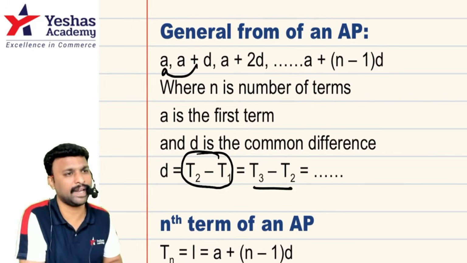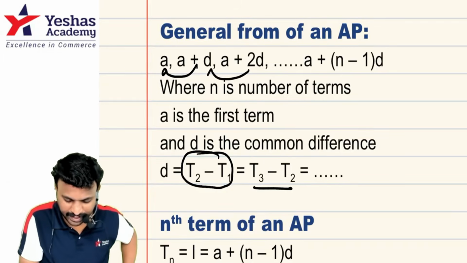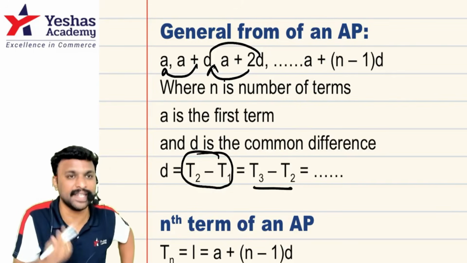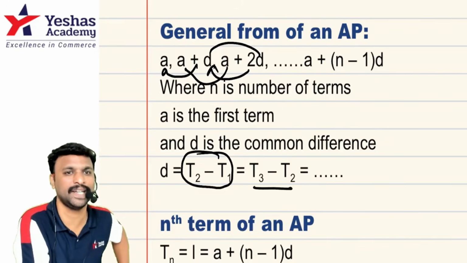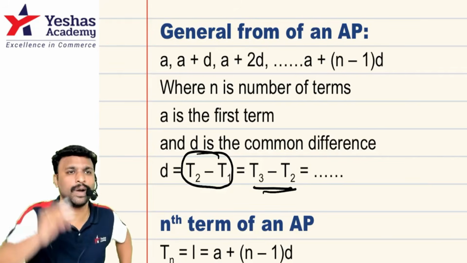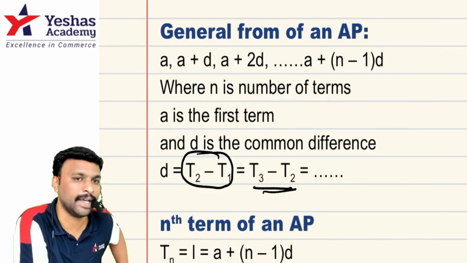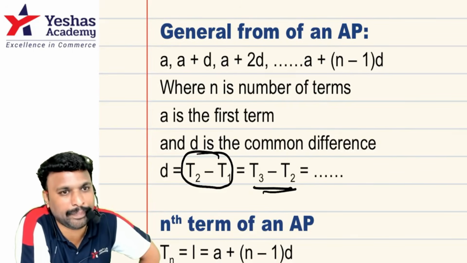What is T2 minus T1, everybody? If I take the difference, A plus D minus A is D. What about the difference T3 minus T2? Again D, because 2D minus D is D. A and A will get cancelled. You get the common difference as how much? D. So T2 minus T1 or T3 minus T2 or T4 minus T3, all these differences are equal. Therefore, it is said to be a common difference. Have you understood?